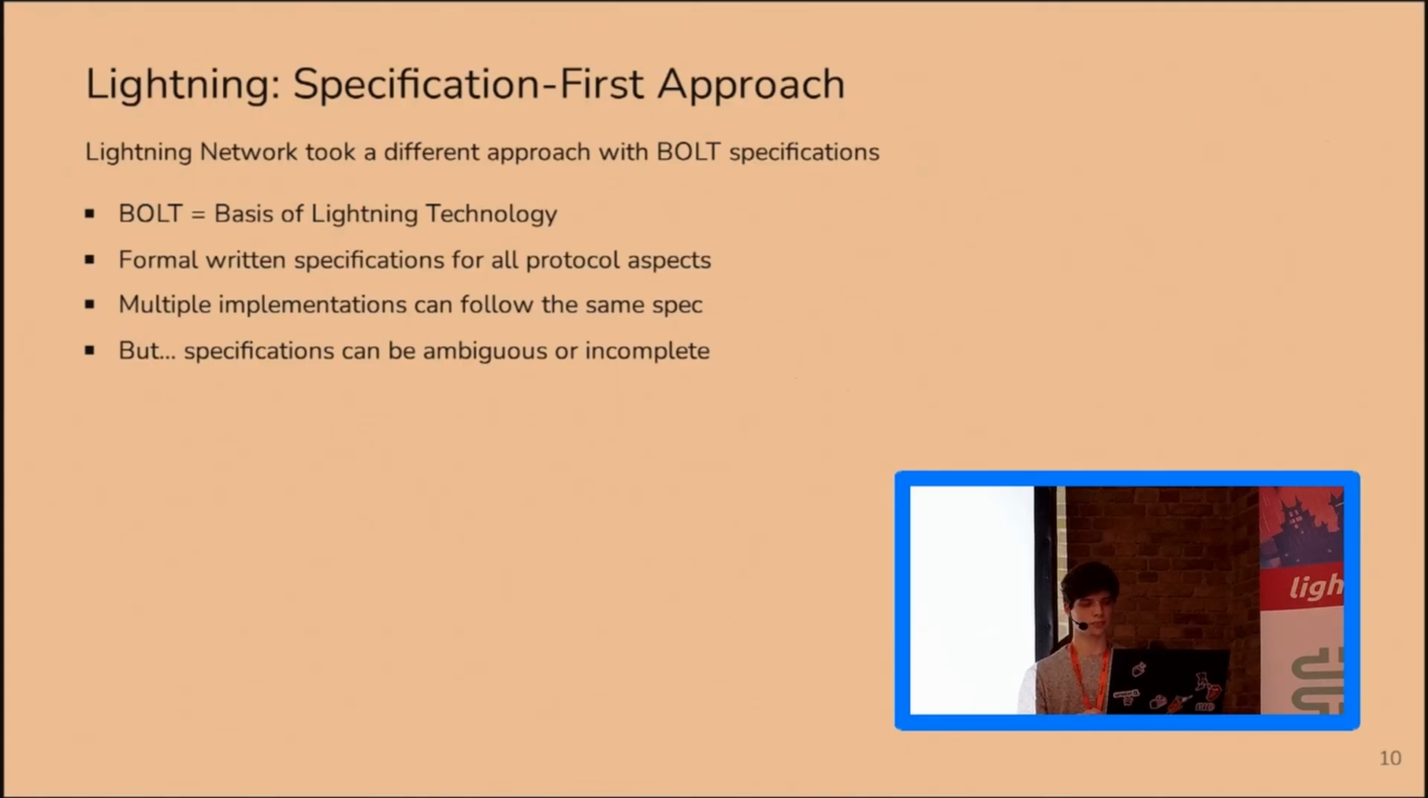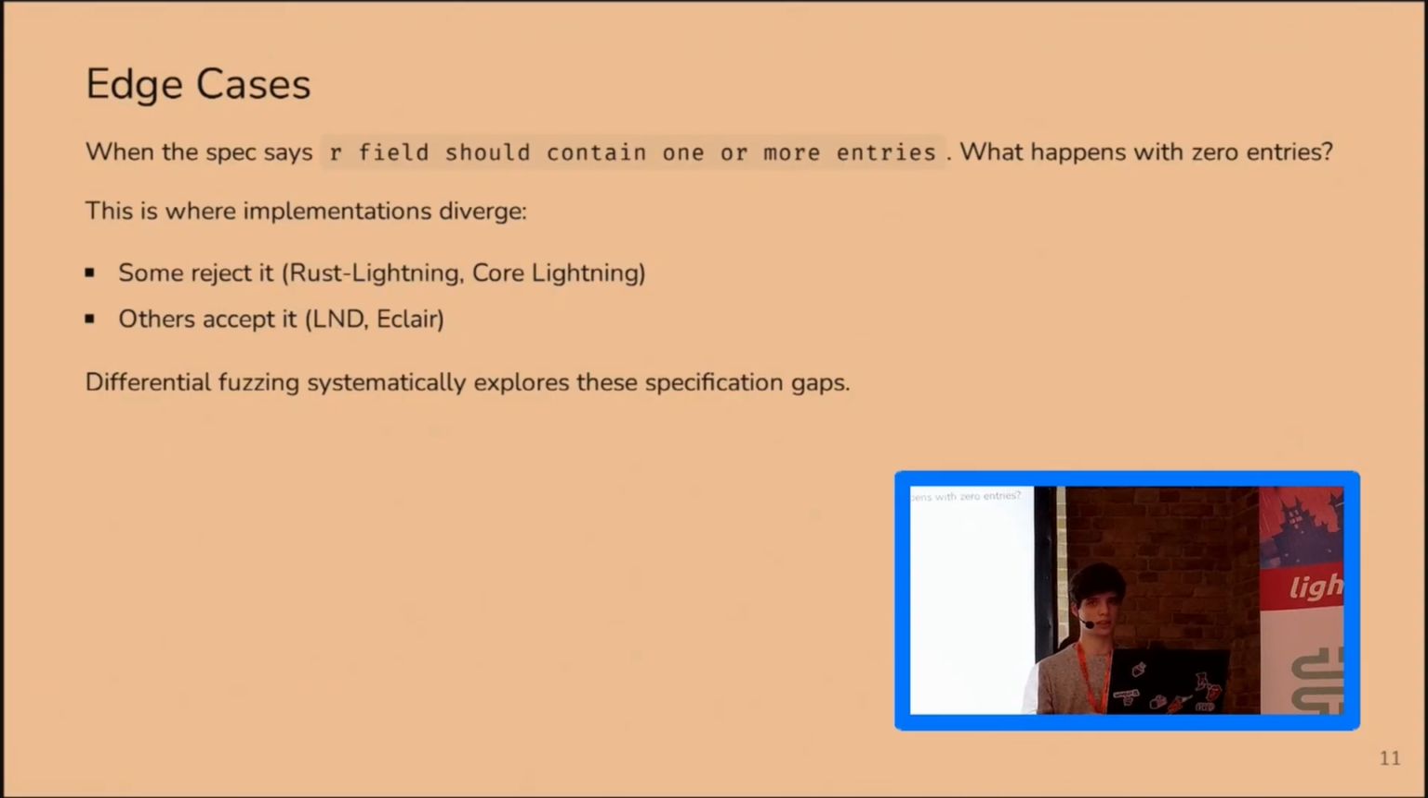every edge case. For example, in BOLT 11, there is a case where the spec says that there are fields which contain one or more entries. So what happens if there are no entries? Some implementations like Rust Lightning and Core Lightning would reject that invoice, and others like LND and Eclair would accept. So by doing differential fuzzing, we can explore those gaps and see where the implementations diverge.